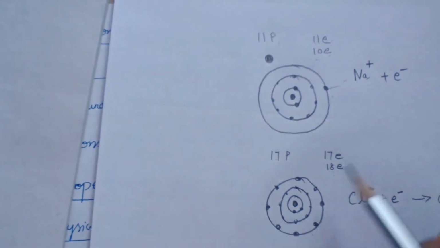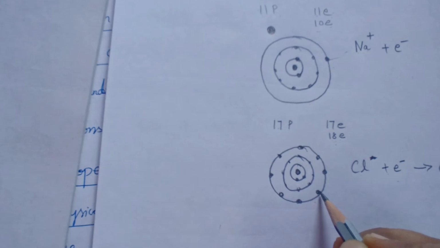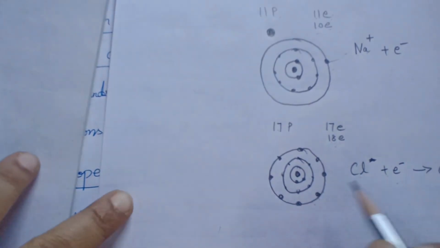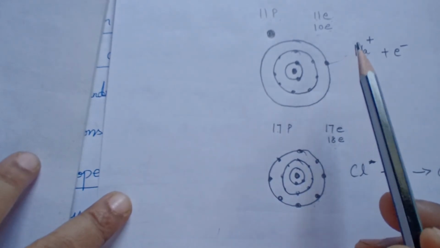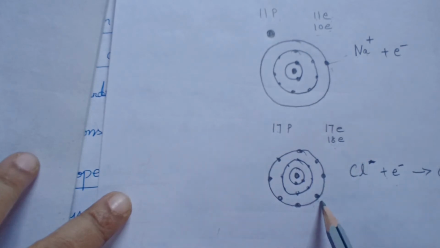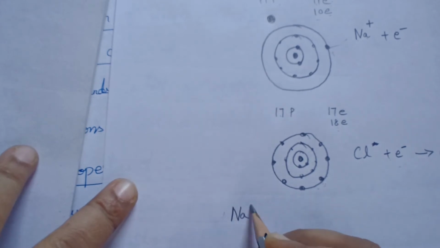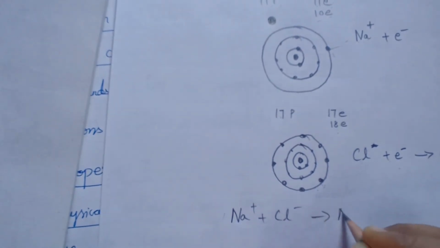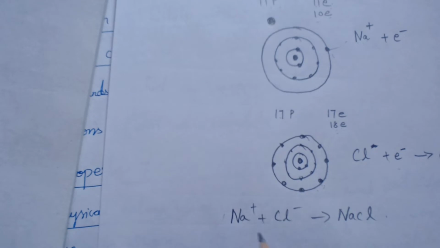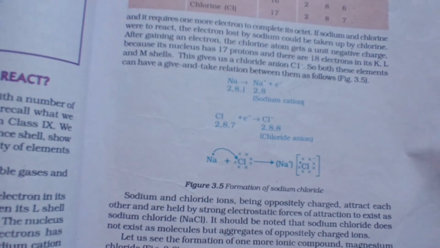So what happens when sodium, a metal, and a non-metal react? This chlorine requires one electron, and sodium will lose one electron. The electron lost by sodium will be received by the electron acceptor, chlorine. So Na+ and Cl- give NaCl. It's a metal and a non-metal. Clear on this?